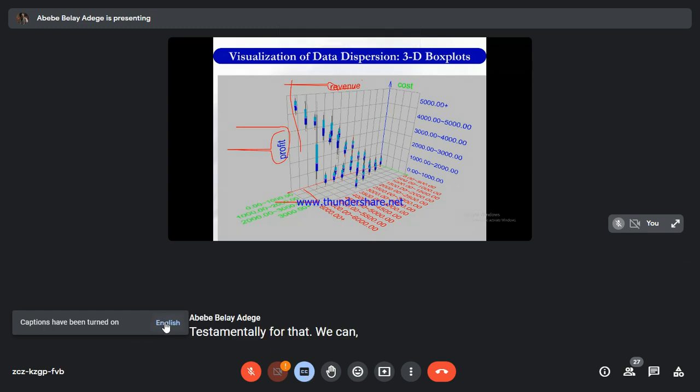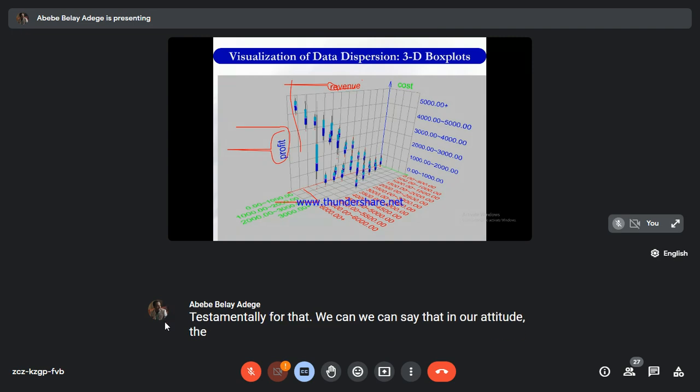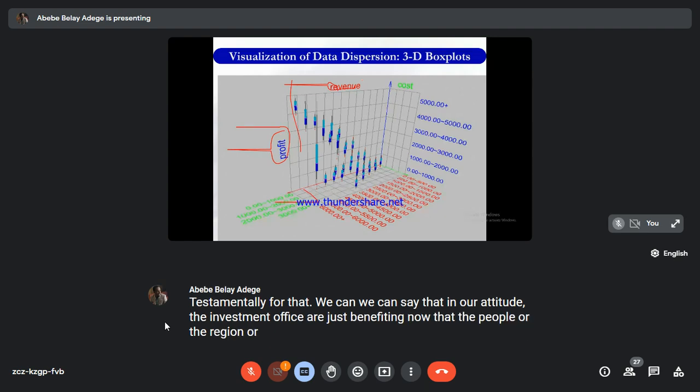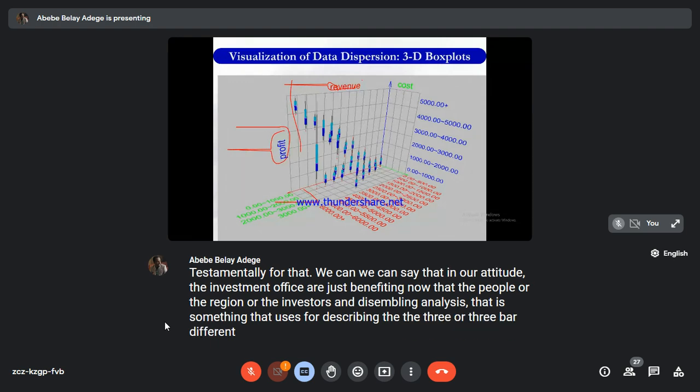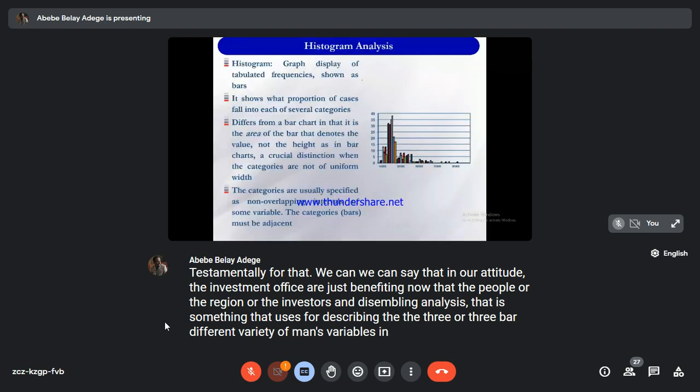So that we can say that in Amhara region the investment offices are just benefiting now the people or the region or the investors. So this is something it uses for describing the three different relevant variables in box plot forms.